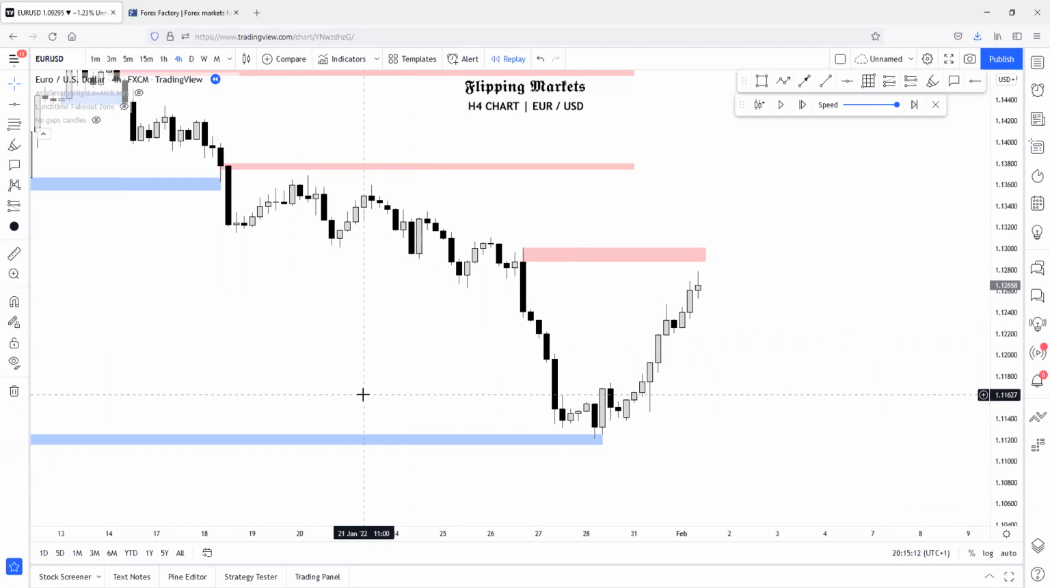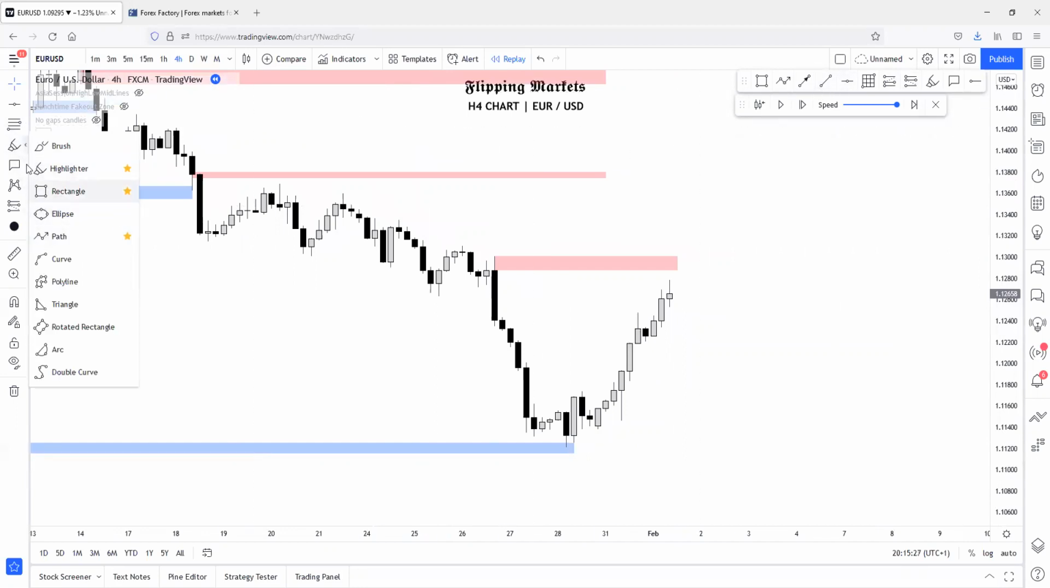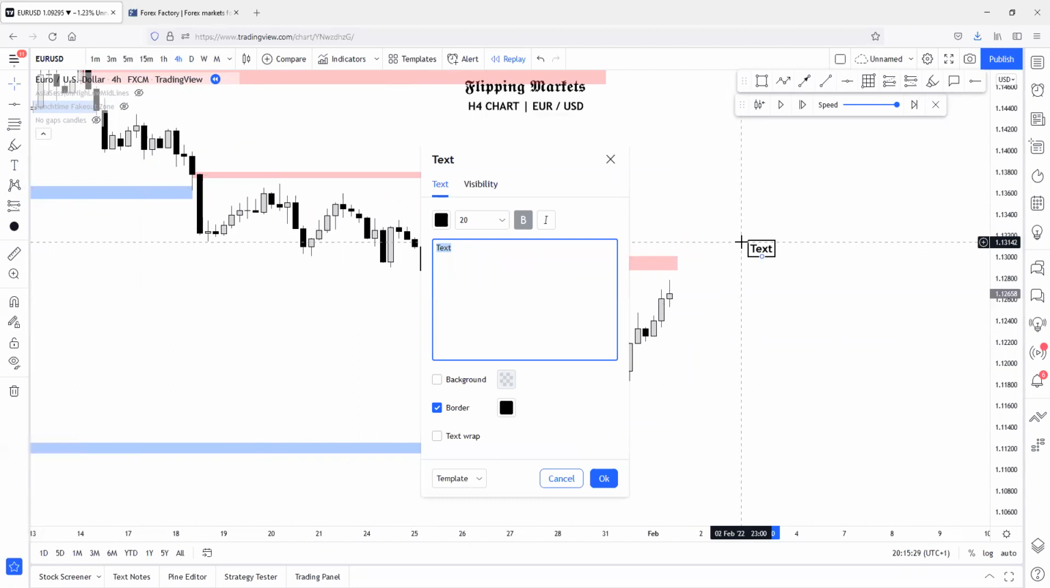Yeah. So once again, because I'm getting this question basically every single day. Hey, Flip, inside of a 4-hour zone, you have to wait for a 15-minute change of character, right? Right. I'm going to write it down here with text. 4-hour zone, 15-minute CHoCH. 15-minute zone, 1-minute CHoCH.